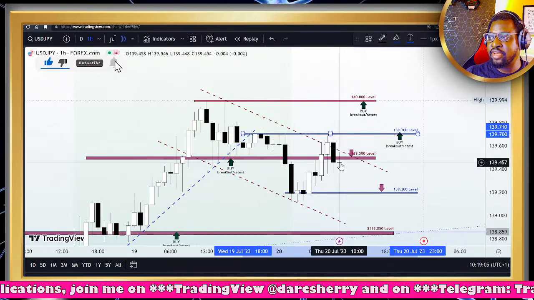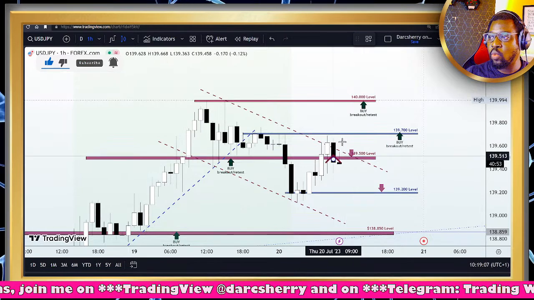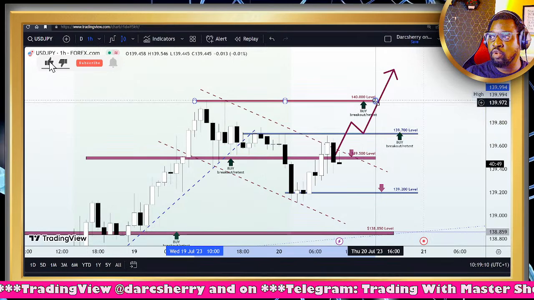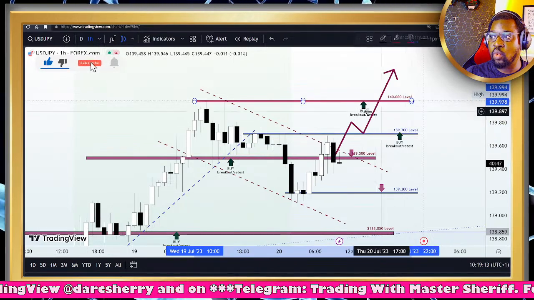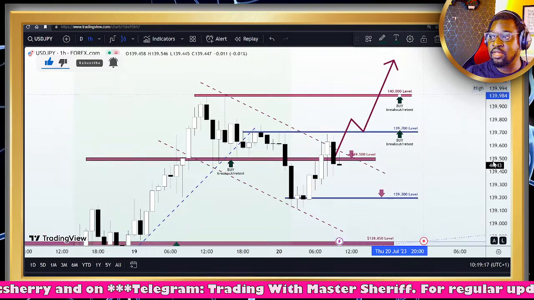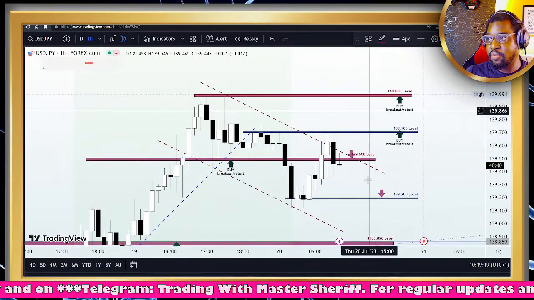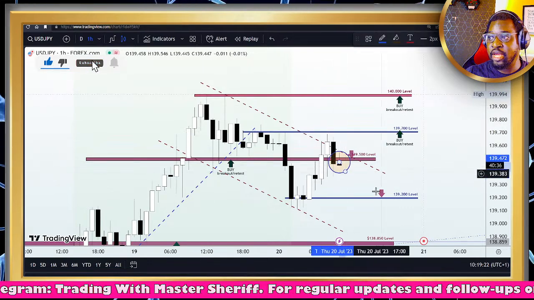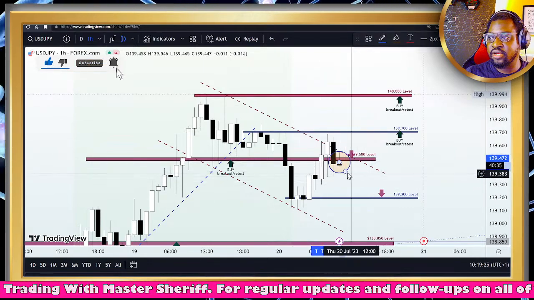So if price action breaks out of that structure, we want to be adding more position to our existing trade and looking forward to further breakout of the 140.00 level to maximize the potential of this bullish move to the upside. But if continued selling pressure happens below the 139.500, we want to look out for selling opportunities.